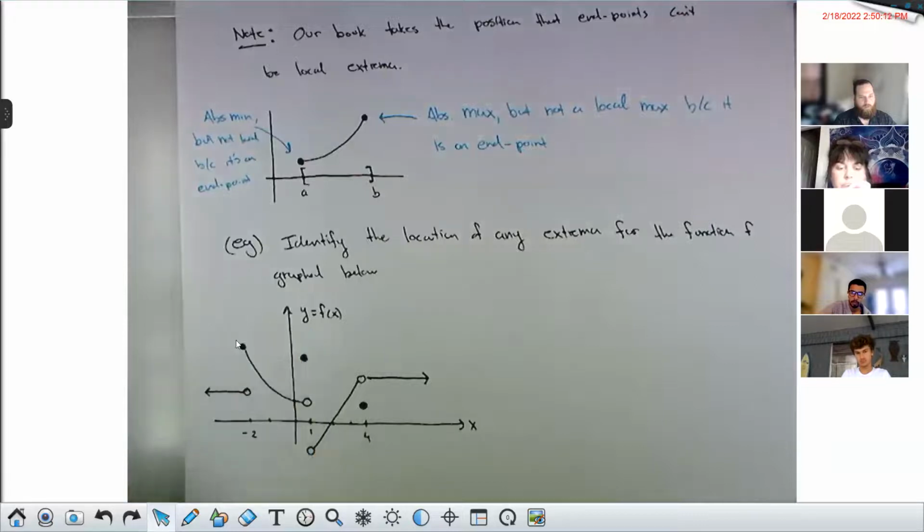And similarly, at -2, the only point that's actually on this graph whose x value is -2 is this filled in point right here. And if you draw a little window around the graph there, that is the tallest point anywhere in that window. So that would be a local max.